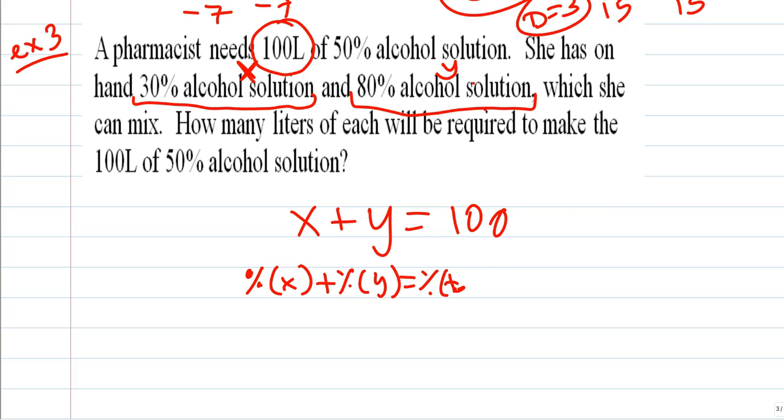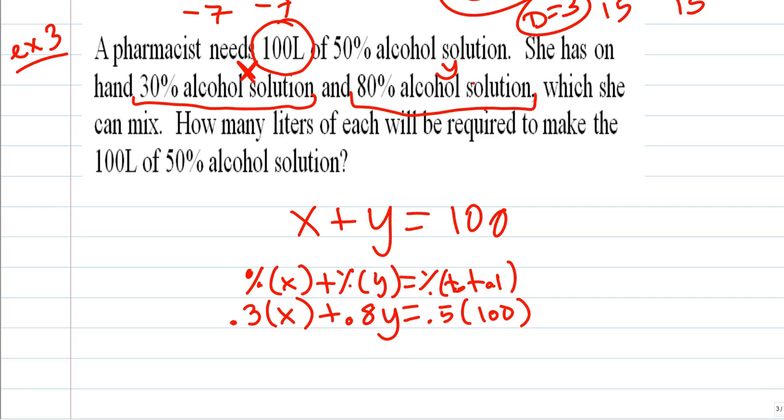Alright, so what do we have here? Well, what's the percentage of X? Well, that's going to be a 30% or 0.3 mixture. Plus, what's the percent of Y? 0.8 is going to equal, well, at the end, what's the total mixture? Well, 50% times 100.